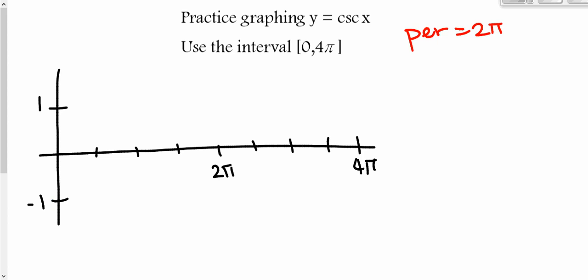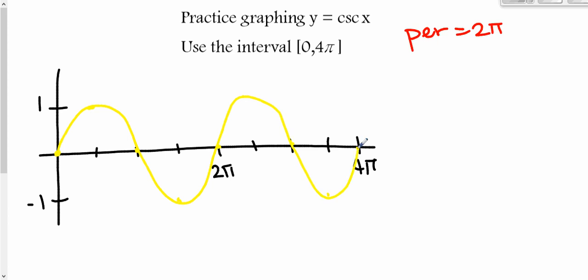Okay, so I'm going to draw the sine graph first. I should have selected a better color, but I'm going to draw the sine graph in yellow. Picture it. You could make it really pale or use a colored pencil or something. So this is the sine graph.